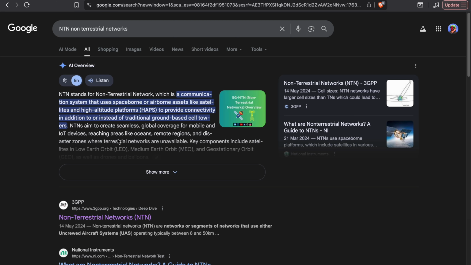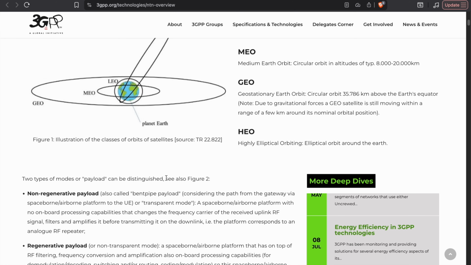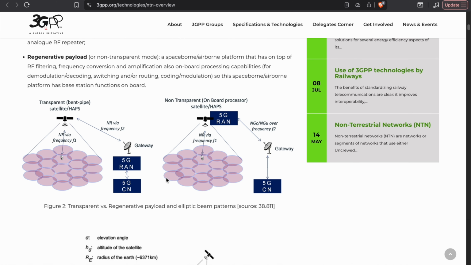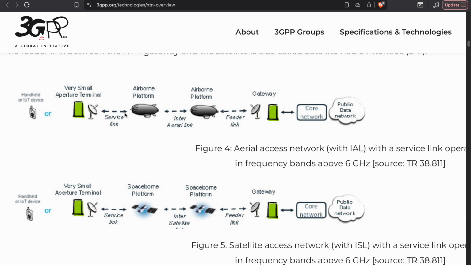So if we want to have a look at the architectural diagram of NTN, this one is very simple. If I zoom in, here you can see on the leftmost side we have the UE itself, right? And as we move towards the right-hand side, there is an airborne platform. It could be a spaceborne platform as well. So this basically means the satellite or anything which is in the air itself, right?